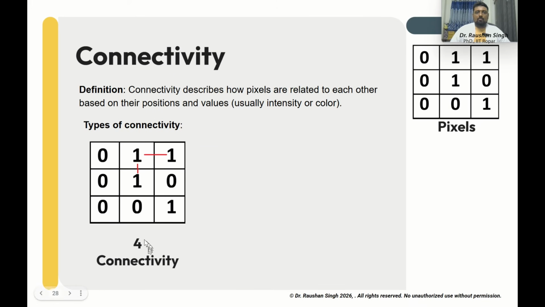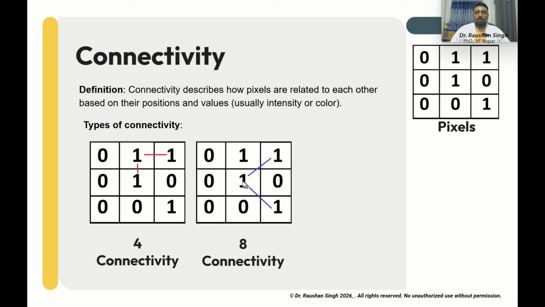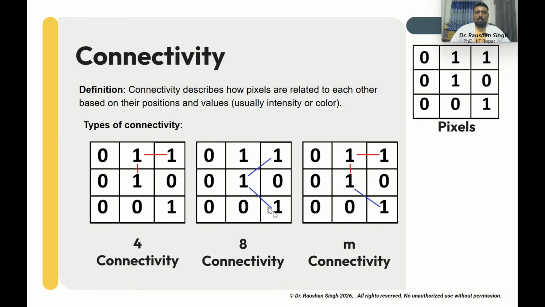You can say 4 connectivity, same like 4 adjacency. You have pixels connected on the top, bottom, left and right. We have 8 connectivity, the same way as 4 connectivity, in that they will be connected through corners. And we have m connectivity, when multiple connections are possible.